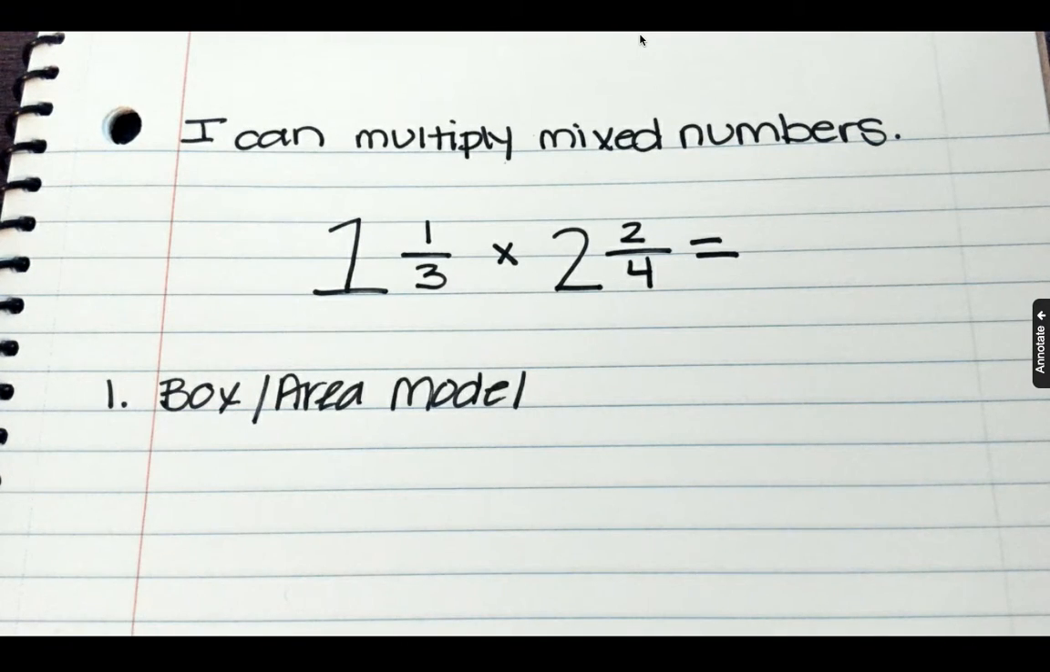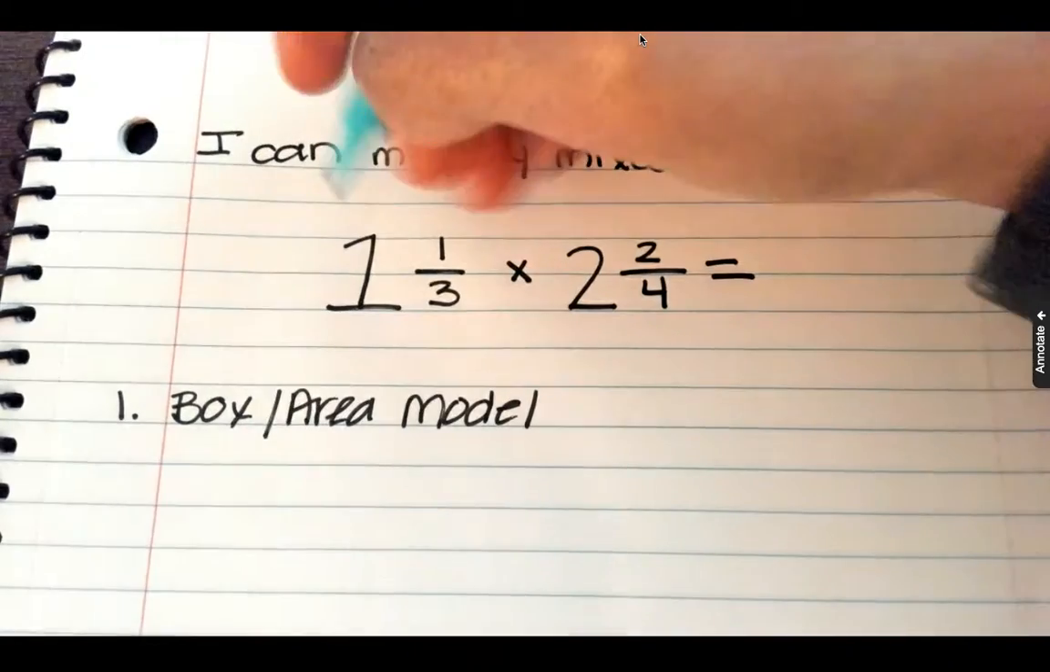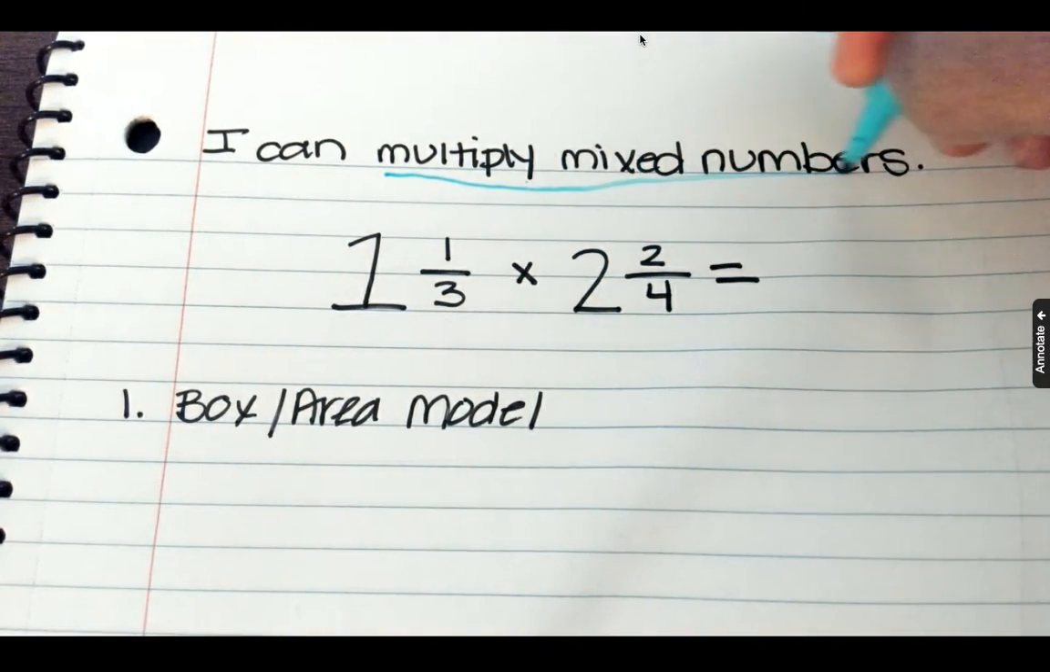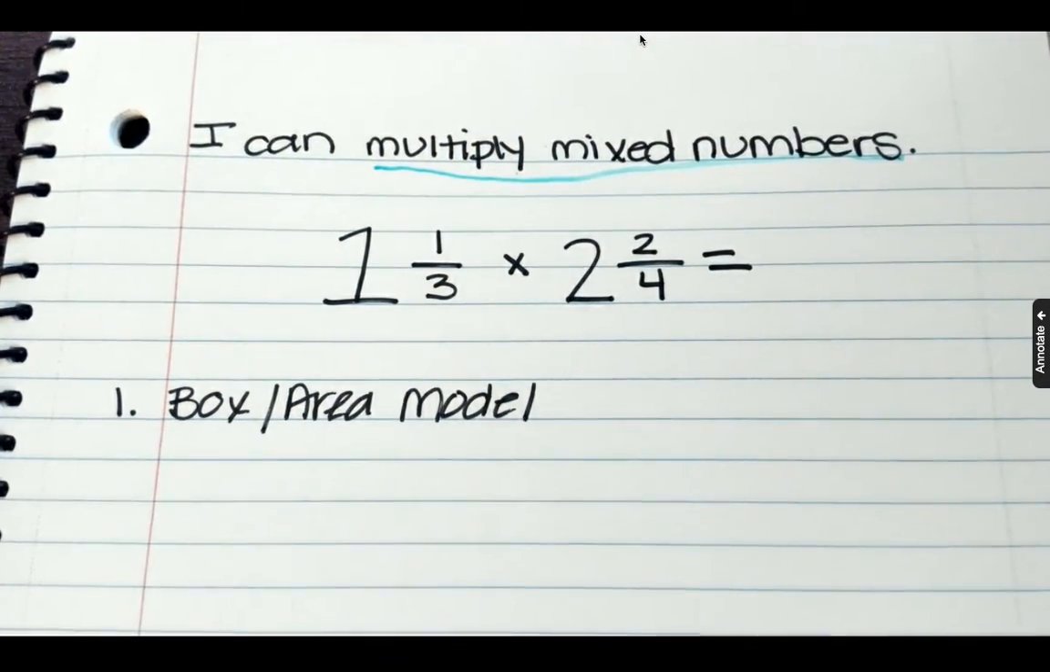Guys, today we're going to focus on multiplying mixed numbers. Last time we focused on multiplying a fraction by a mixed number. Today we're going to get even more complicated and really focus on multiplying two mixed numbers together. So here's our learning target: I can multiply mixed numbers. And here's our problem: 1 1/3 times 2 2/4.